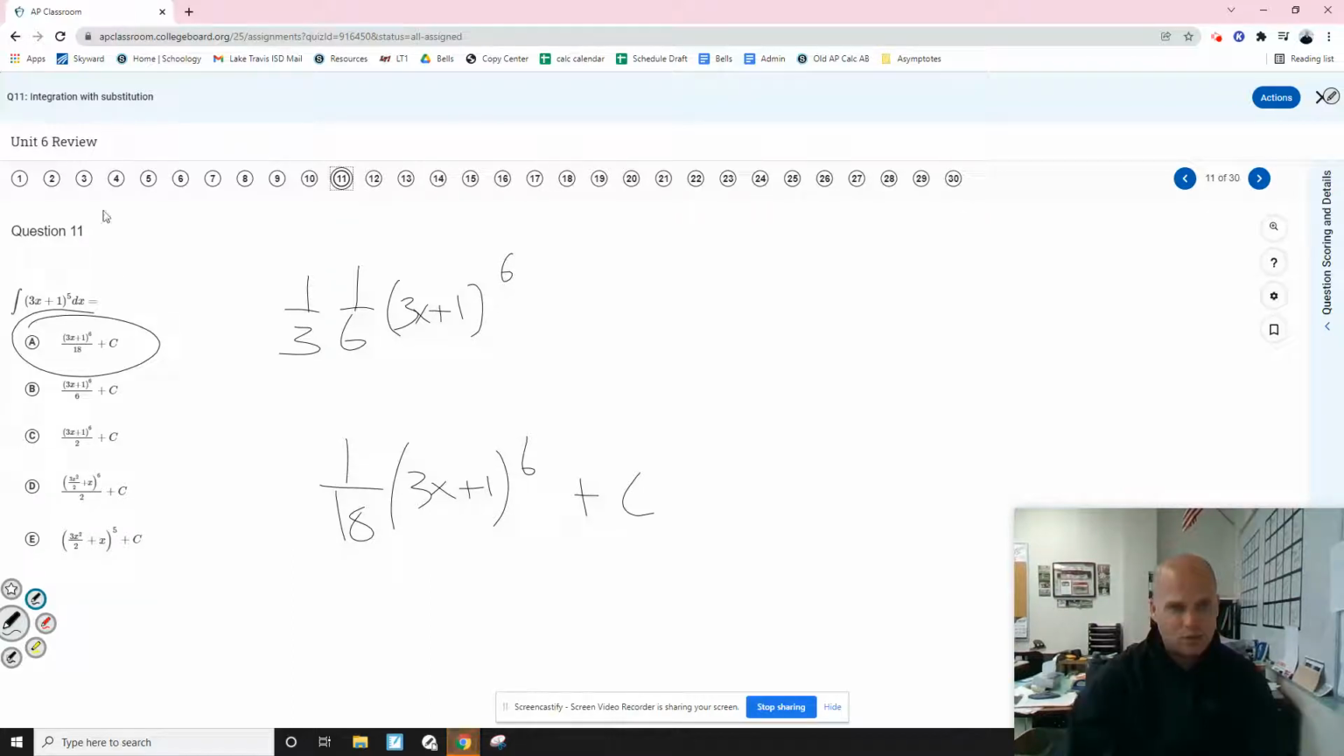Guess what, guys? If this is multiple choice, and if you wanted to, you could take the derivative of every single one of these, and only one of them is going to be correct. Common mistakes are like anti-deriving the inside. And if you guys don't know what you're doing, they totally do this on purpose.